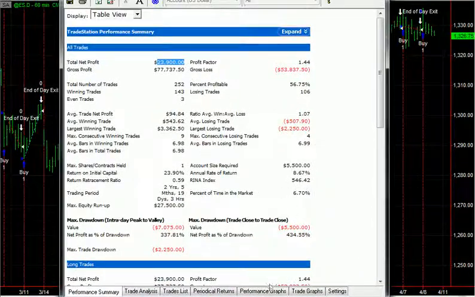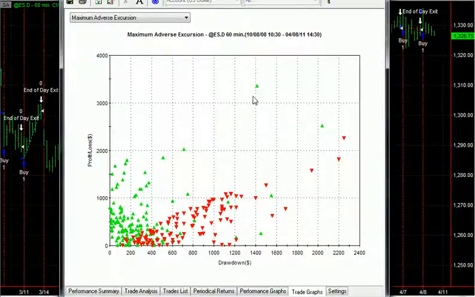Take a look at the maximum adverse excursion chart. You can see the reds are losers and the greens are winners. So sometimes you can take a look at this and say, well, most of my winners are below the $800 drawdown, so I'm going to make my stop loss $825. So you can make your stop loss $825, and this window would only expand to $825, and all these extra losers that you see past $825 would now be only $825.